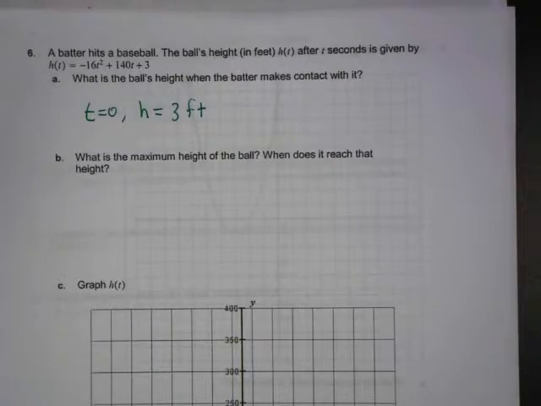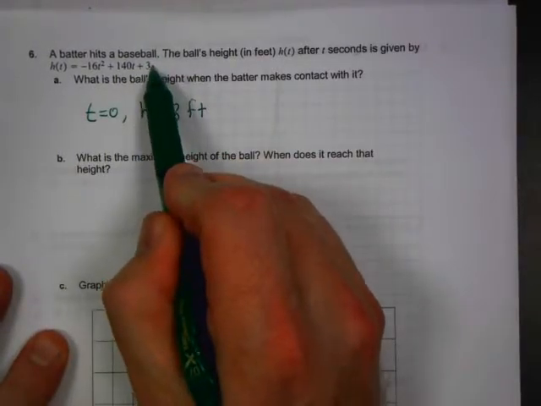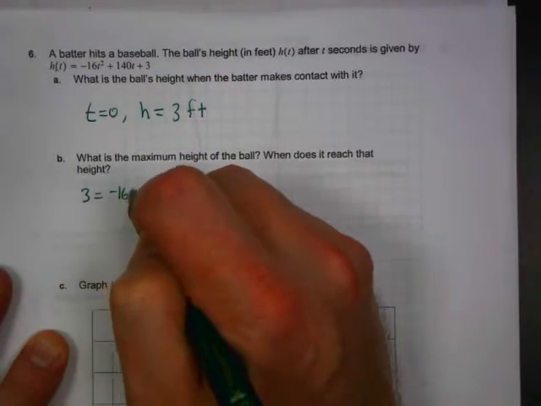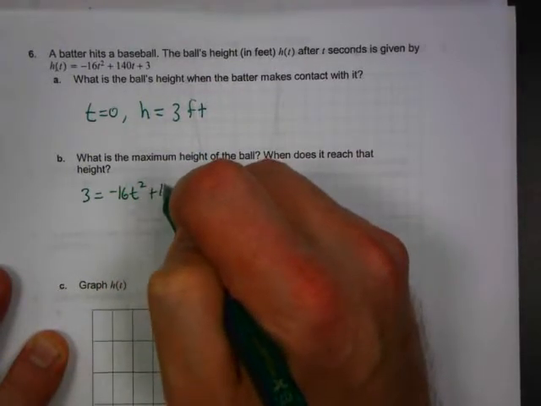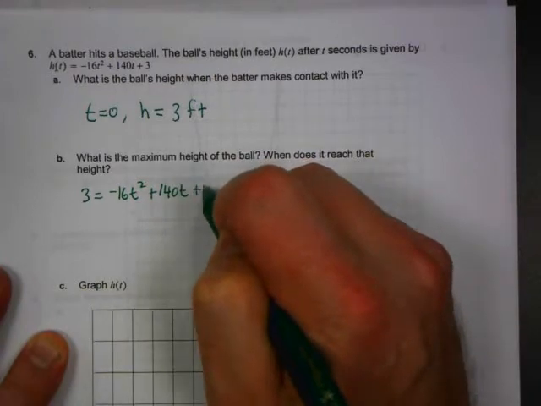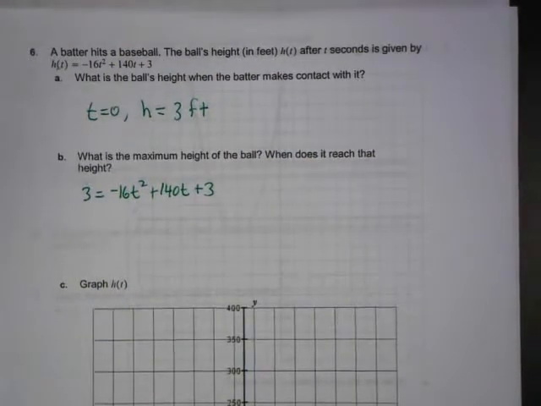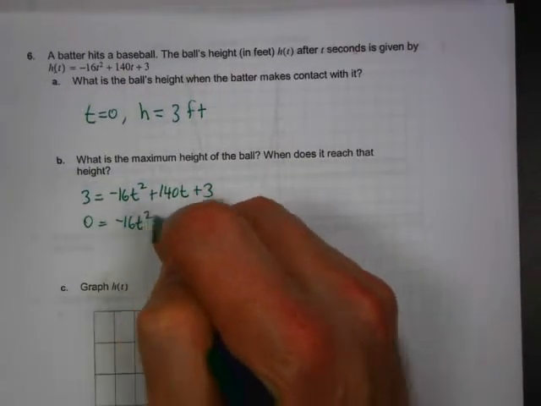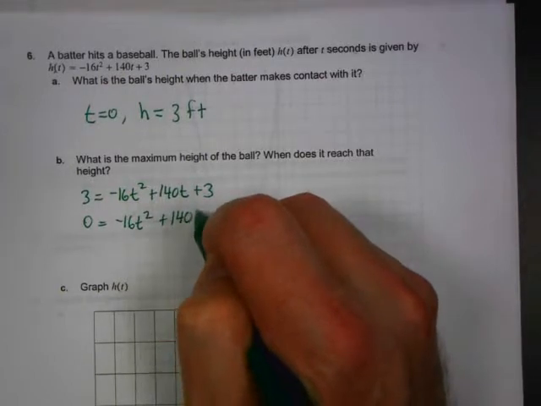Plug in 3 for h of t. Okay, I misheard you. Yes, absolutely. We're going to take this number and we're going to plug it in for h. So we're going to have 3 equals minus 16t squared plus 140t plus 3. We subtract 3 on both sides. Why do we subtract 3 on both sides? To get 0 on one side. 0 equals minus 16t squared plus 140t.